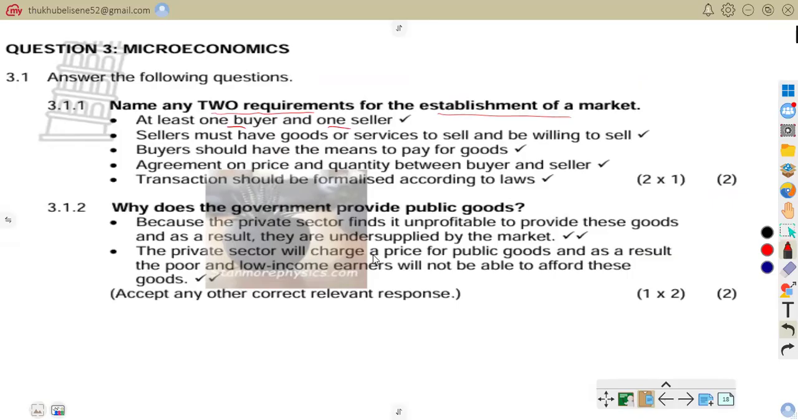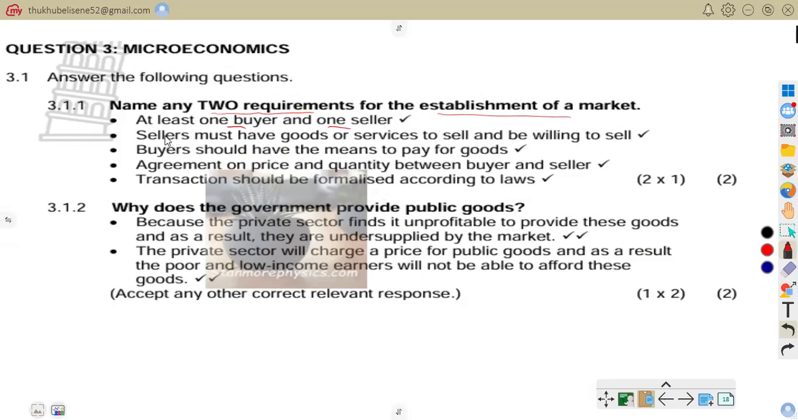So at least 1 buyer. That is when you're talking about conditions needed for a market to exist. At least 1 buyer or 1 seller, and buyer and seller interaction. So that is that. Agreement on price.